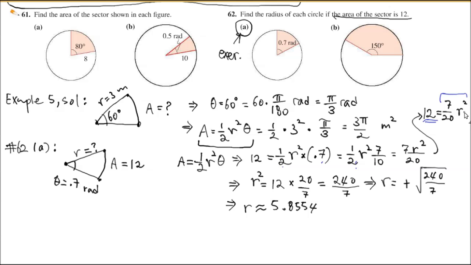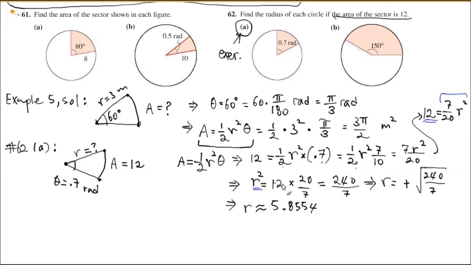And we want to know r squared. So first you solve for r squared. Then you multiply by the reciprocal on both sides. So it's 12 times the reciprocal of 7 over 20. Multiplied here, altogether it is 240 divided by 7. But that's still r squared here, right? So for r, you have to take the square root.